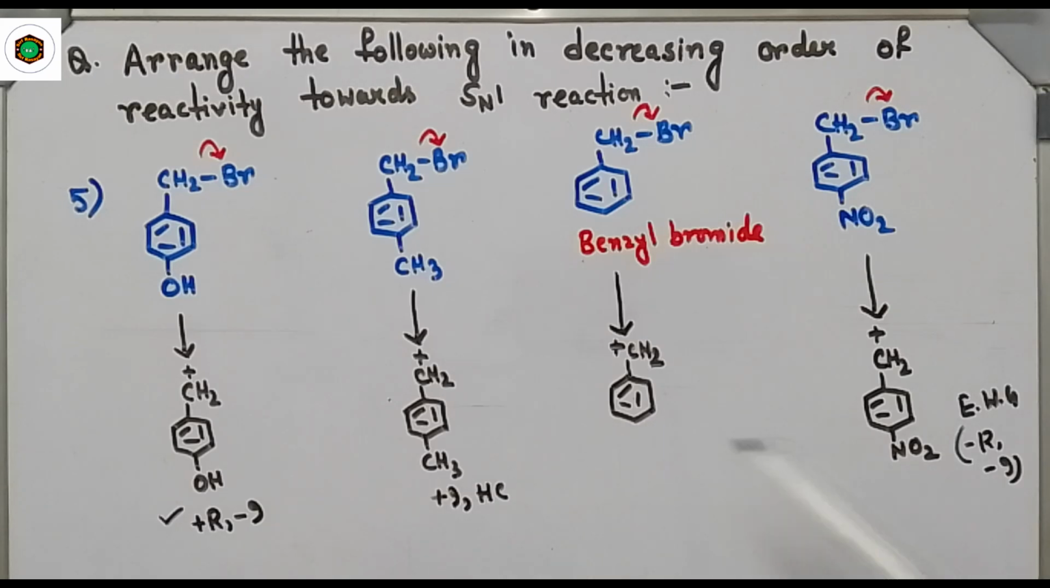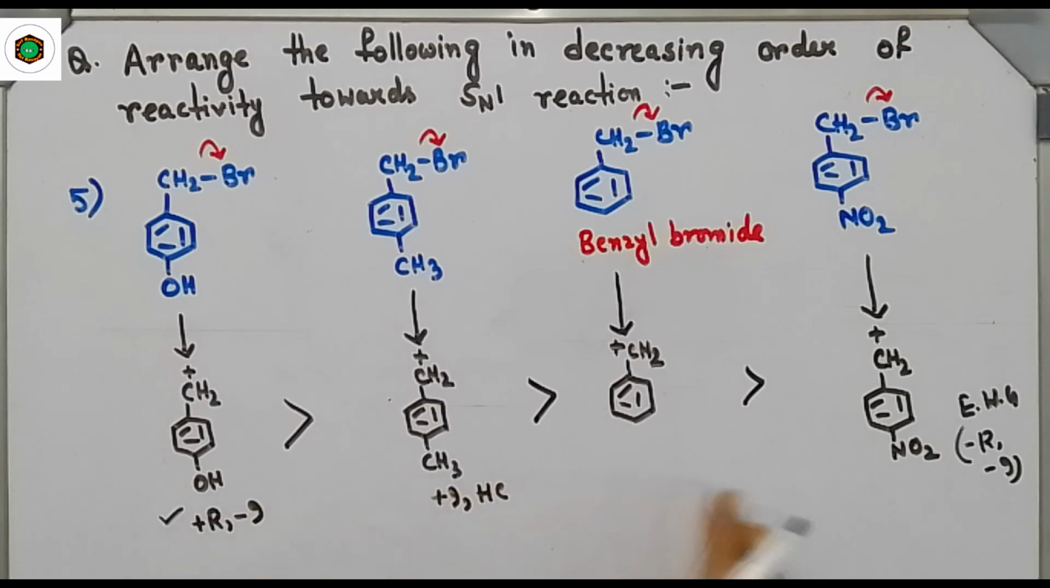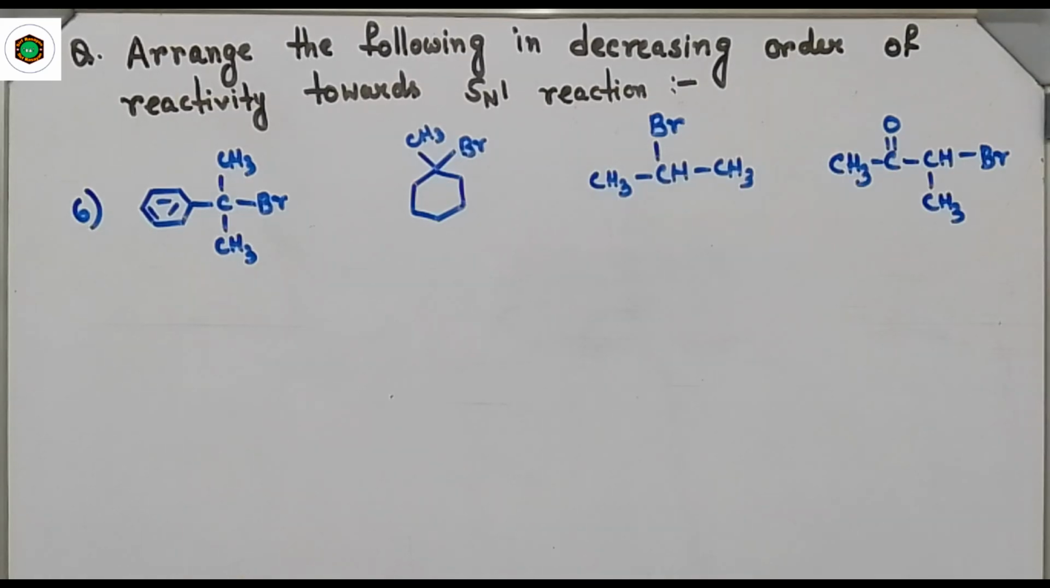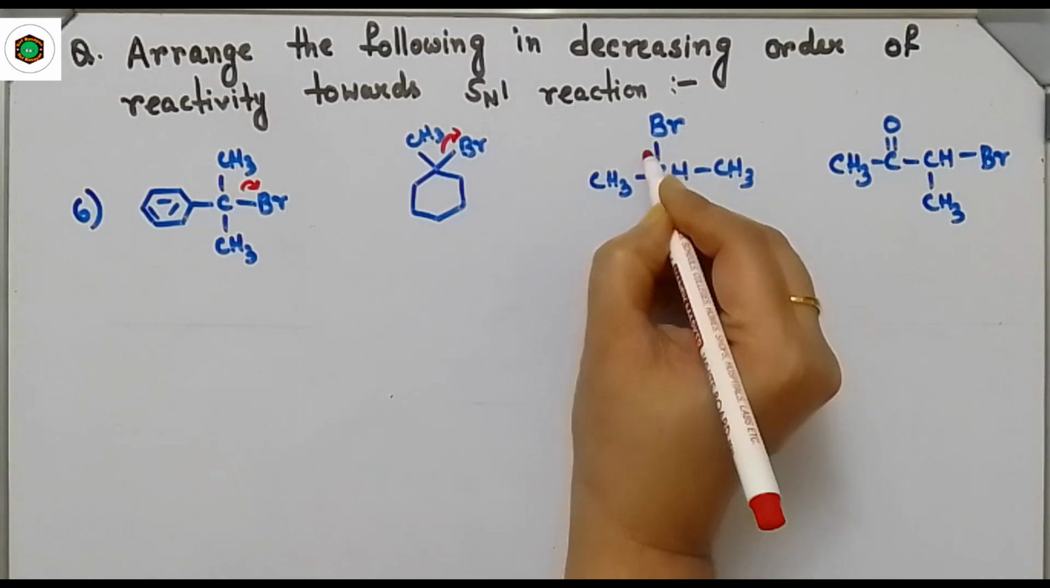Then the unsubstituted one is more stable than if an electron withdrawing group is there. If an electron withdrawing group is there, it will abstract electron density and the positive charge density on this carbocation will increase, it will destabilize the carbocation. So the stability order of the carbocation is this, and this is the same for the reactivity towards SN1 reaction. So this is the reactivity order also. Now for this set, first break the C-Br bond to generate the carbocation.